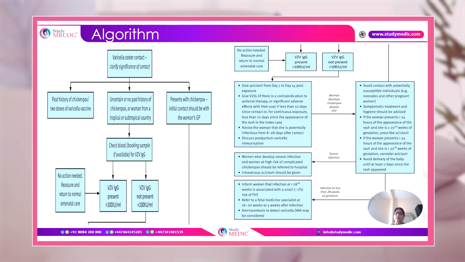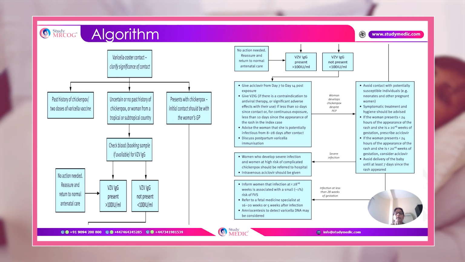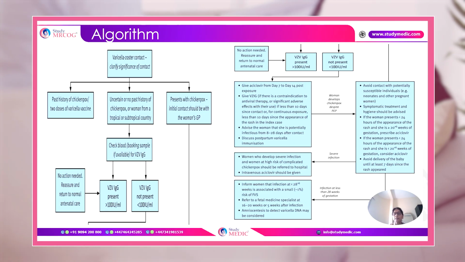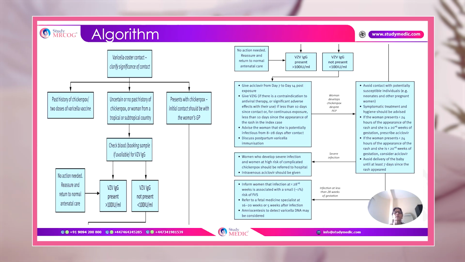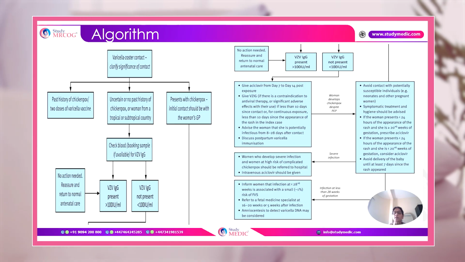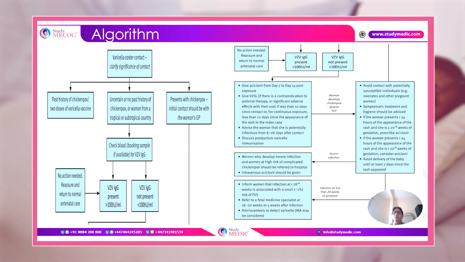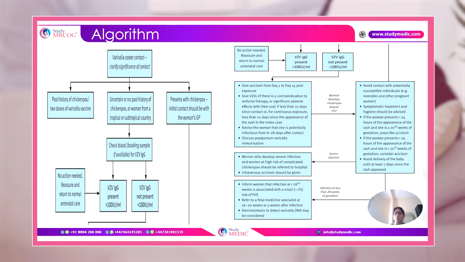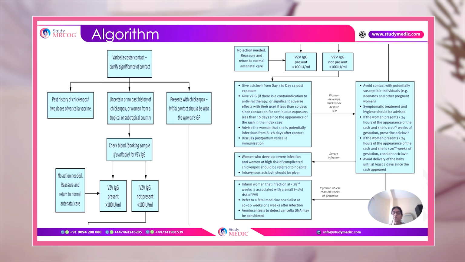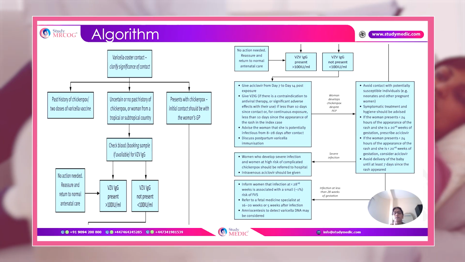Now, even after giving acyclovir or immunoglobulin, if the woman develops chickenpox, you will advise her to avoid contact with other potential contacts, that means anyone who is pregnant, or neonates. She should be isolated. You will give her symptomatic treatment. You will admit her in the hospital, and if she develops chickenpox in spite of post-exposure prophylaxis, you can again give her acyclovir.